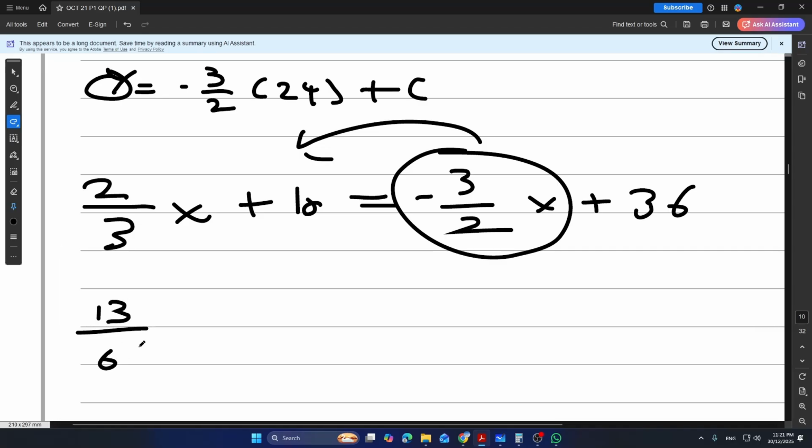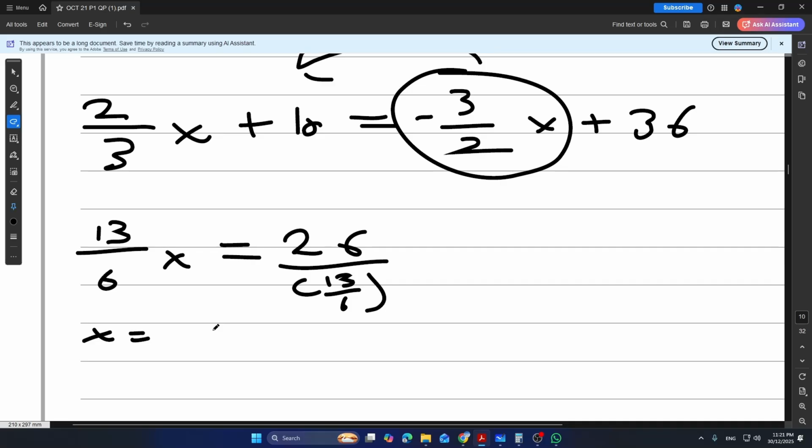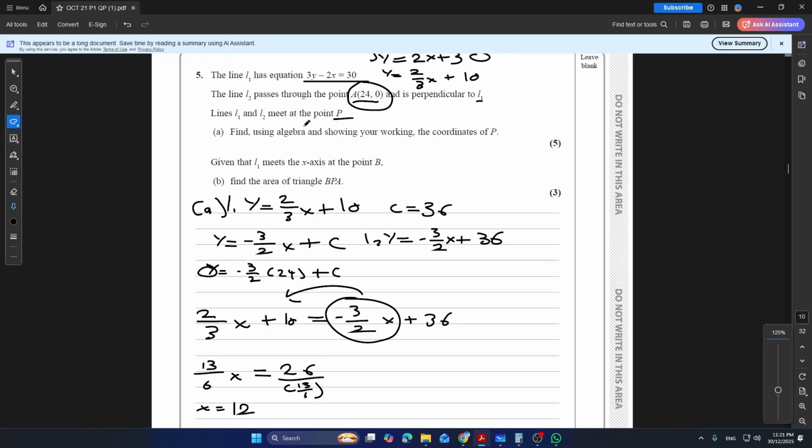13 by 6 x equal, because I'm adding 2 by 3 and plus 3 by 2, because the minus becomes a plus when I take it here, and I put the plus 10, it becomes a minus 10 here if I take it to the other side. So 36 minus 10 is 26. So x equal, I can divide both sides by the whole thing, 13 by 6. This will give us x equal to 12. Okay, so our x coordinate of the point of intersection is 12.